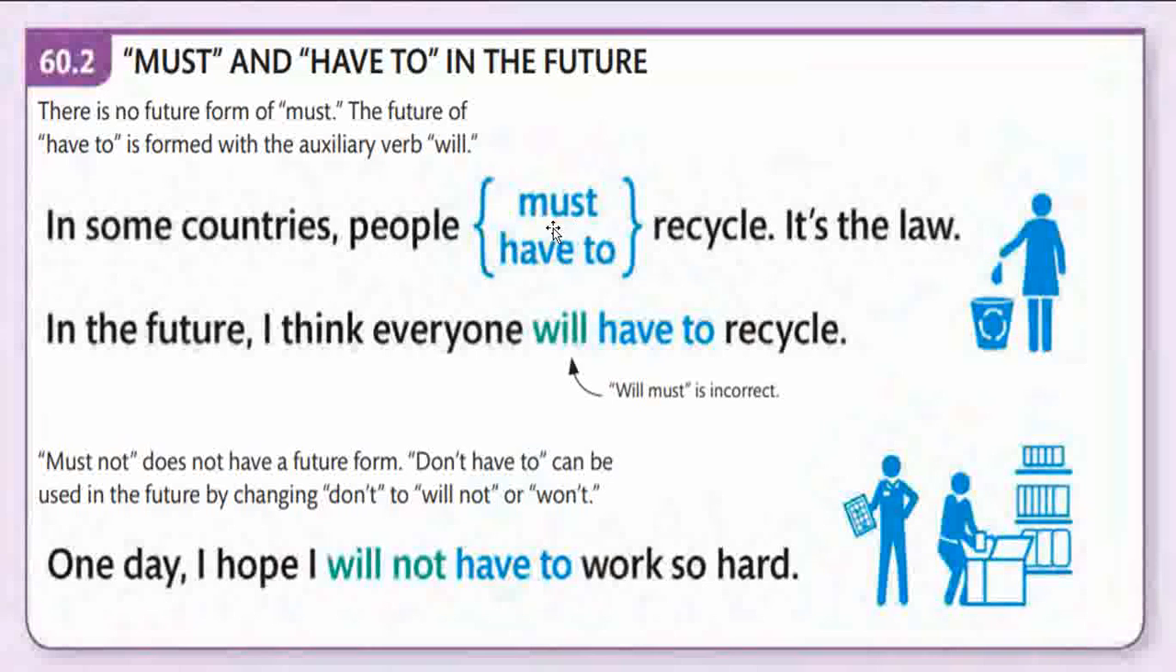In some countries, people must recycle. It's the law. In some countries, people have to recycle. It's the law. So both constructions are seen. In the future, I think everyone will have to recycle. Will must is incorrect. So will have to recycle. Must not does not have a future form. Don't have to can be used in the future by changing don't to will not or won't. One day I hope I will not have to work so hard.